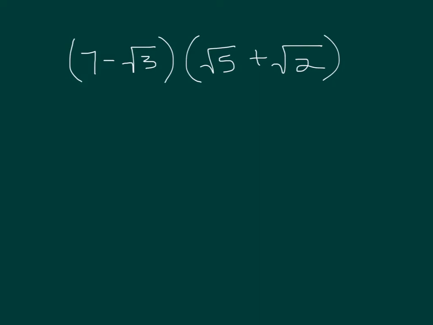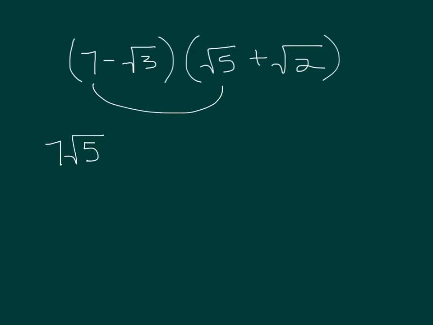Now you're going to follow the same procedures that we learned last semester, and you're going to multiply everything in the first set of parentheses times everything in the second set of parentheses. You're just going to take it slow and remember how we multiply radicals. So let's start with the 7. 7 times the square root of 5 is 7 root 5.